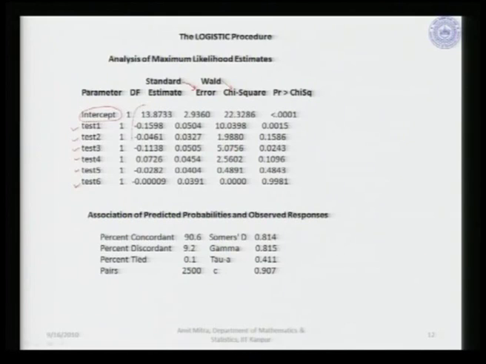So, these are the parameter estimates that we get from the data using IRLS, and these are the corresponding Wald standard error quantities. So, these are the standard error columns and the Wald's chi-square are these quantities.